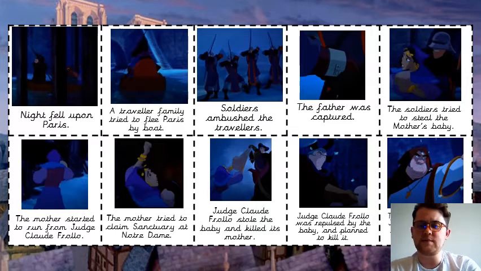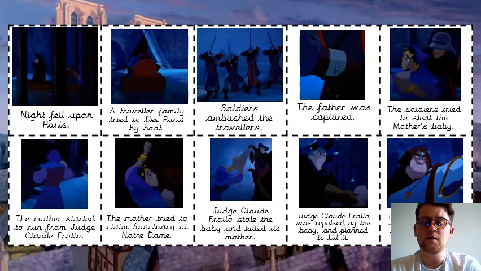Now, just so you understand why, a long time ago in these times, there was a lot of racism against traveller communities. So they were often put in prison and persecuted and treated really badly just because of their race. So this is why this traveller family is trying to flee Paris so they don't get captured. Also, you should have seen in the video that they have a baby with them, so they're trying to keep the baby safe. So they're trying to flee Paris by boat.